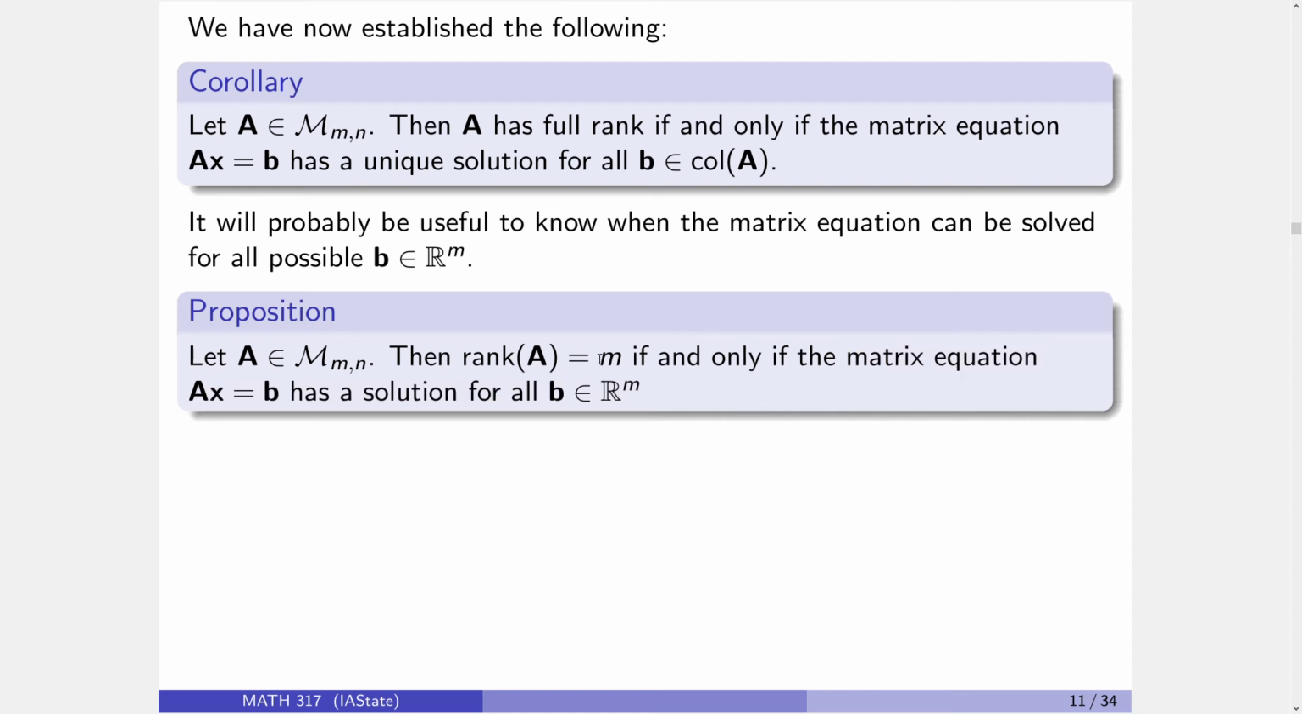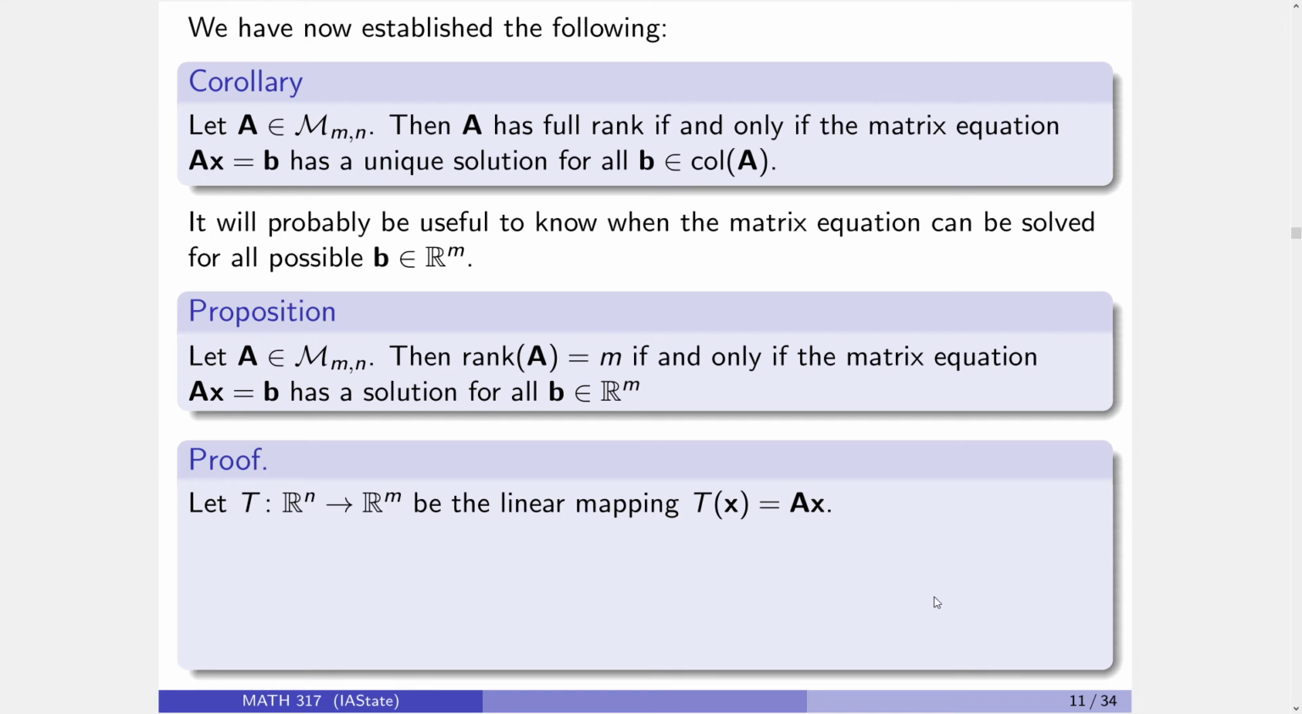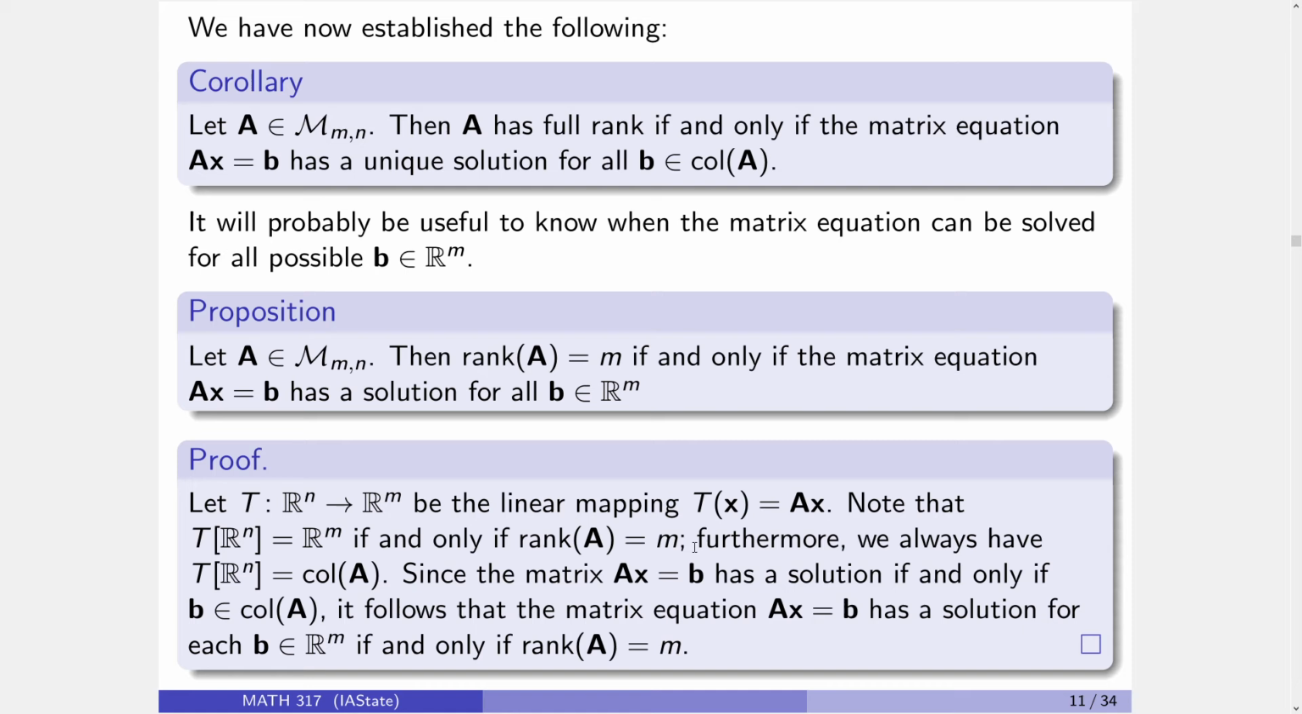So it is possible that your rank is m, but it's not full rank. So you can always solve it, but you can't do it uniquely. So that's a good situation to be in. All right, and now how do we prove this? Well, this is an excellent time to remind ourselves that A times x is really the output of a linear mapping. So note, the range of the linear mapping, which is the column space, is all of Rm precisely when the rank is m, right? We proved that. This linear mapping is onto precisely when the rank is m.